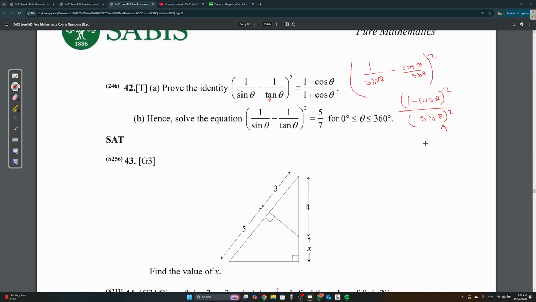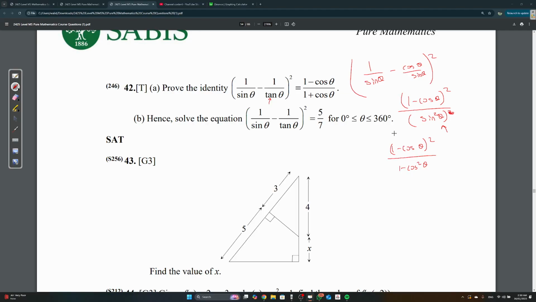So what's sine theta squared? Isn't sine squared theta 1 minus cosine squared theta? Right? This is the same as sine squared theta. Yes. Someone's going to cancel these two. I'm going to spit in his face. Why? Because this is 1 minus cosine theta all squared.